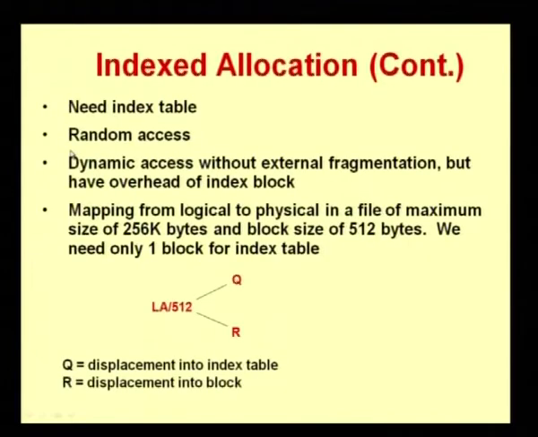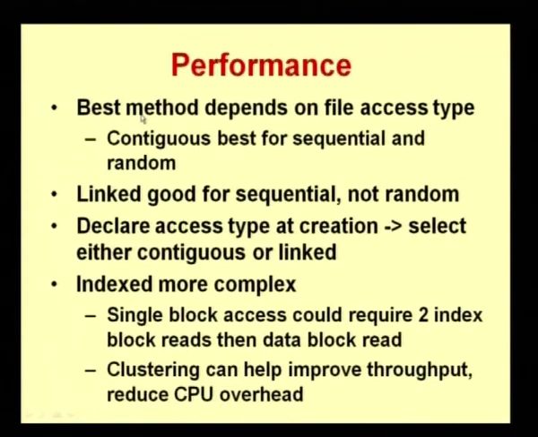The other details: as far as performance is concerned, this is said to be the best method, but it depends on the file access type. Contiguous allocation is best for sequential access and for random access. Linked allocation is good for sequential but not for random access. So declare the access type at creation and select either contiguous or linked. There are two types of allocation, contiguous and linked, which we have seen in earlier lectures. As far as contiguous is concerned, it allocates on a random basis.